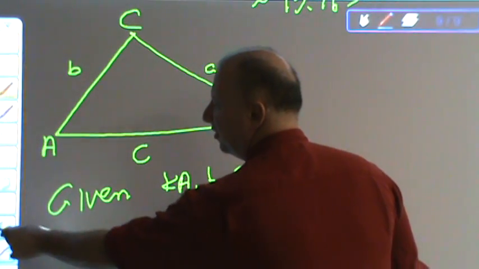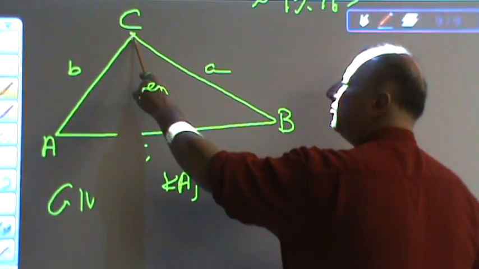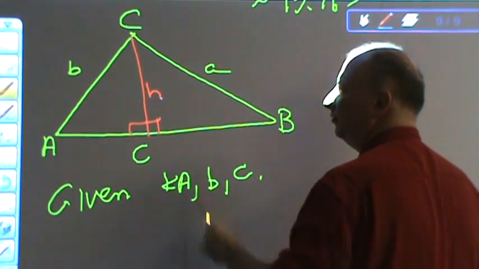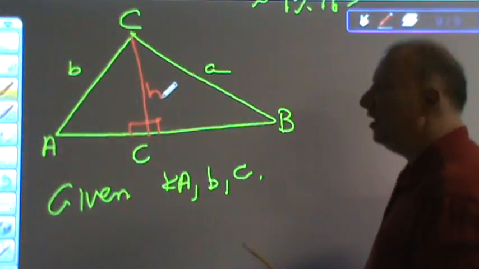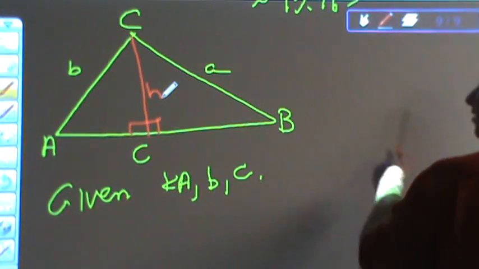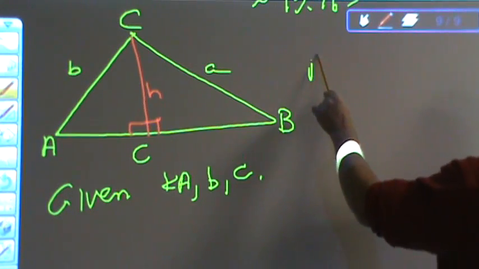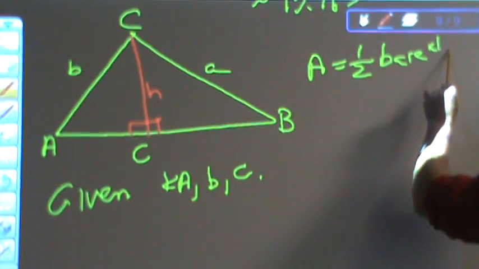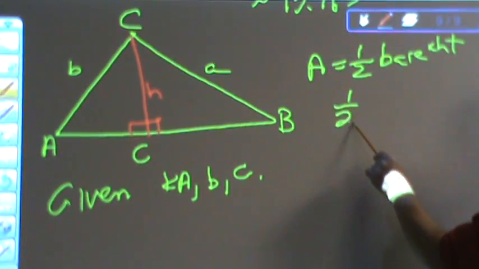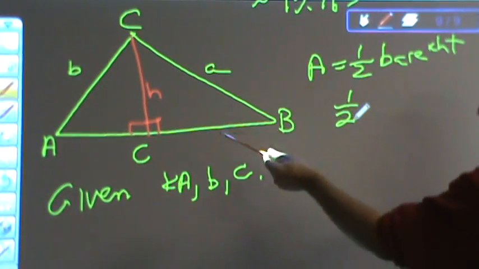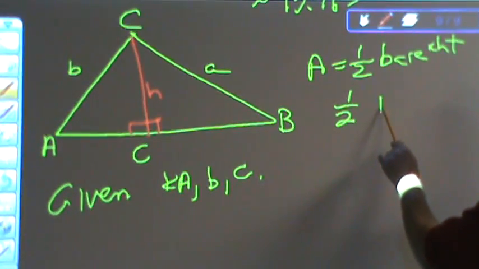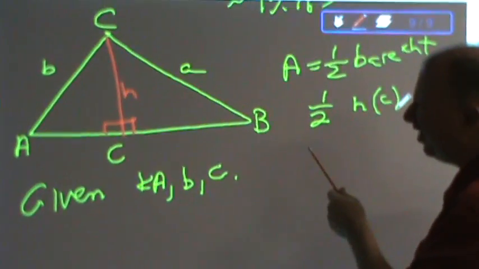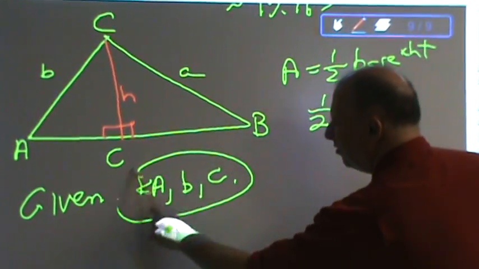Well, let's see what the first thing that I might do is. I'm going to drop an altitude. Let's call this H. Well, if I'm calling that H, that means I can say the area of the triangle, which is 1/2 base times height, is 1/2 H times C. Okay? But wait a second, H. I don't have H here. So let's see what we know.